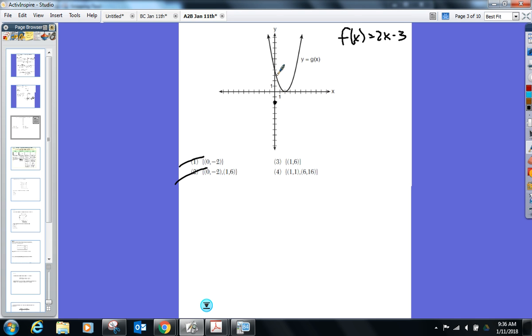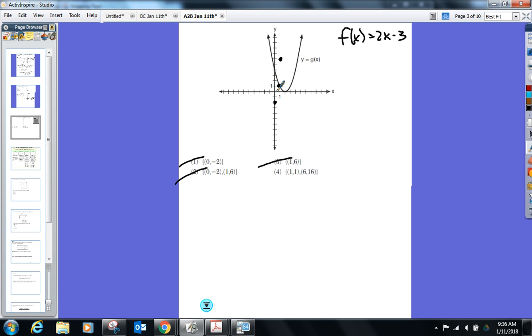1, 2, 3, 4, 5, 6. What's the problem? Not even on the parabola, so why are we going to discuss it? It needs to be on both. So now I'm down to 1, 1. There it is. And then they always do this to us, 6, 16, which is not even showing on the graph.